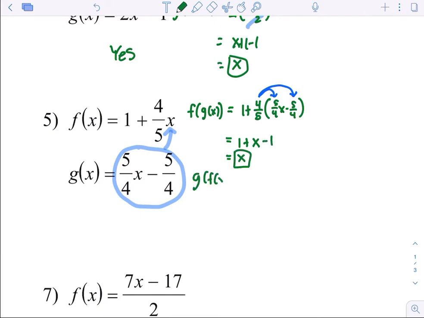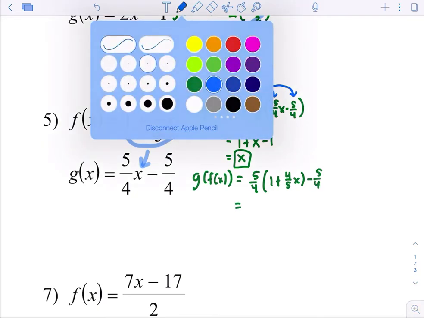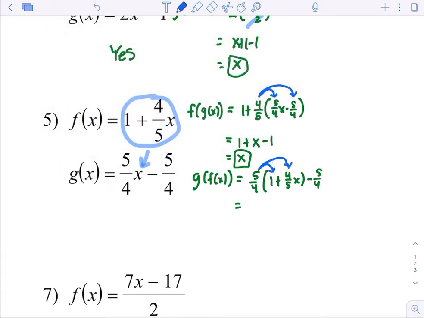G of f of x, substituting this whole thing in for that x. So we're going to get 5/4 in parentheses 1 plus 4/5 x minus 5/4. Distribute. 5/4 times 1 is 5/4. 5/4 times 4/5, that's just 1, so it just leaves you x minus 5/4, and that's just x. Are these inverses? Yes.